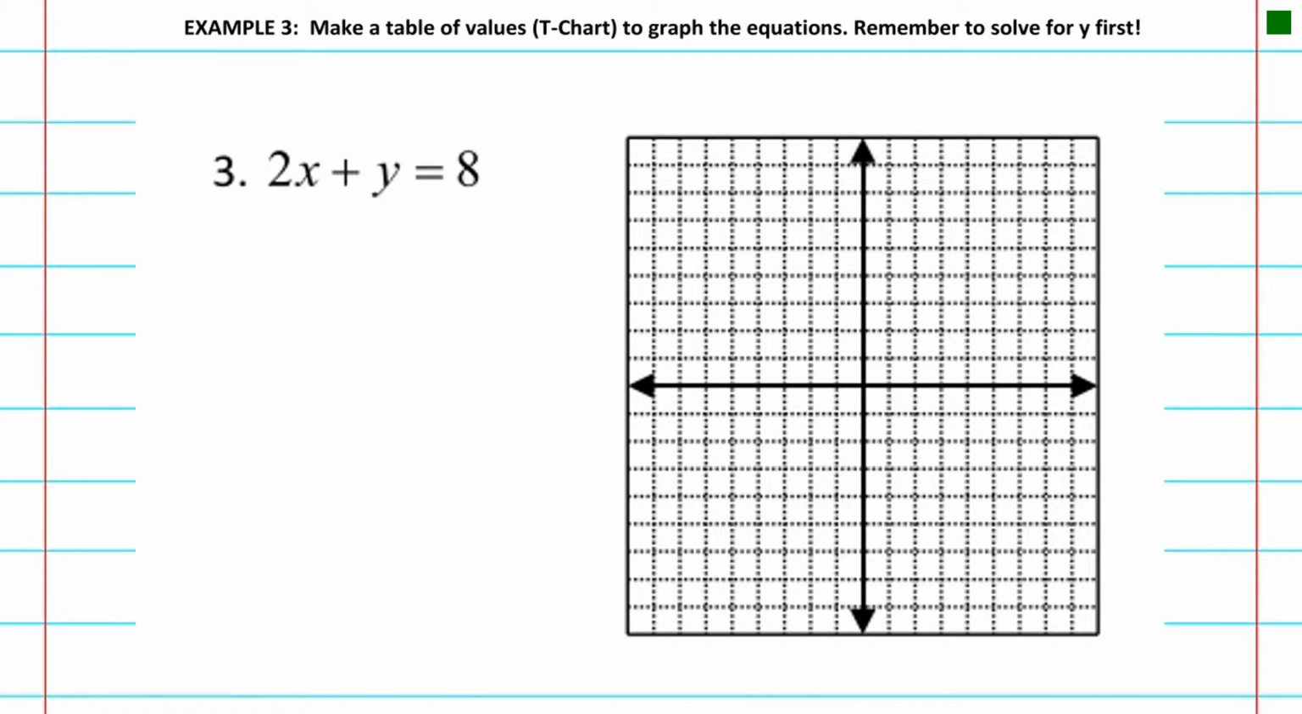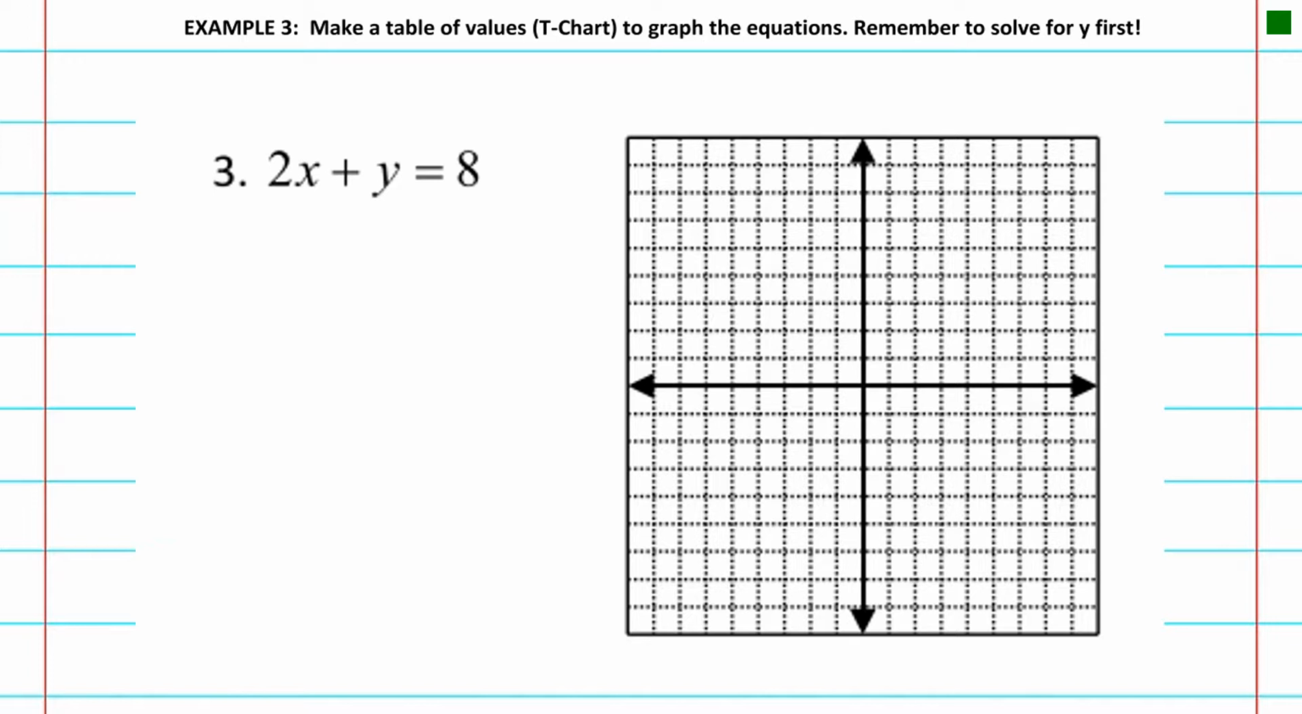All right, here we go with number 3. So this time we have a function 2x plus y equals 8, but there's a little bit of a problem. We haven't solved for y. So now we have to use the skills we did previously in the video before we make our t-chart, because we can't make a t-chart until we've solved for y.